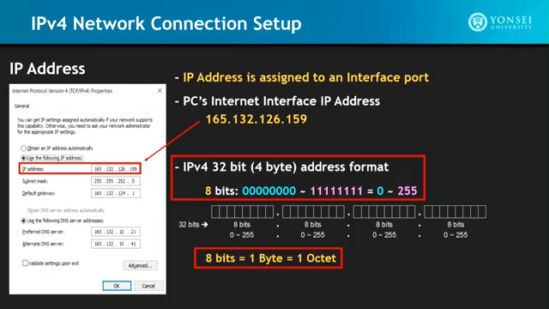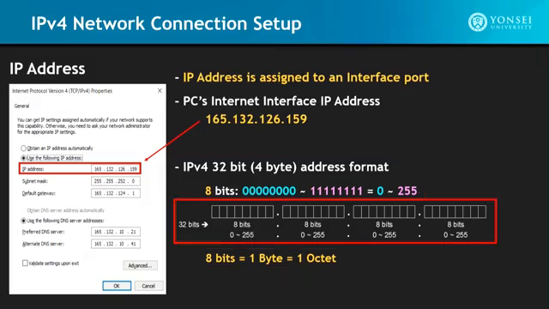Now, an IPv4 address is 32 bits, which is 4 bytes. With 8 bits, you can represent a number from all 8 zeros to all 8 ones, and therefore the number would range from 0 to 255. Then, the address has 1 byte and then a period, 1 byte and then a period, another byte and then a period, and the last byte. So you have 4 bytes, which equals 32 bits, the entire IPv4 address.